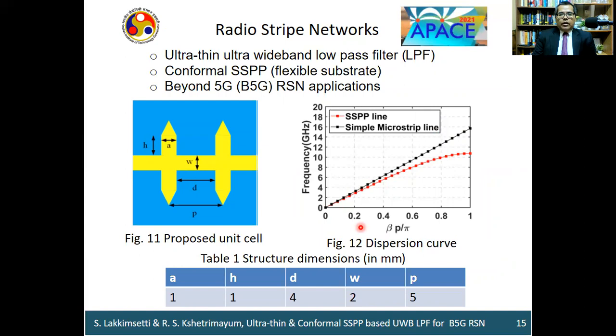We have taken up one example of an ultra-wideband low-pass filter, which is ultra-thin and implemented on a flexible substrate. We propose this for beyond 5G radio strap network applications. This is a unit cell of the structure. You can see that the dimensions are given by h, a, w, d, and p. We took some specific dimensions in millimeters, which are listed in Table 1, and plotted the k-beta diagram. What we observe is that the k-beta diagram for this proposed unit cell is below the light line. So it is a slow-wave structure, and it will be able to support the SSPP waves.